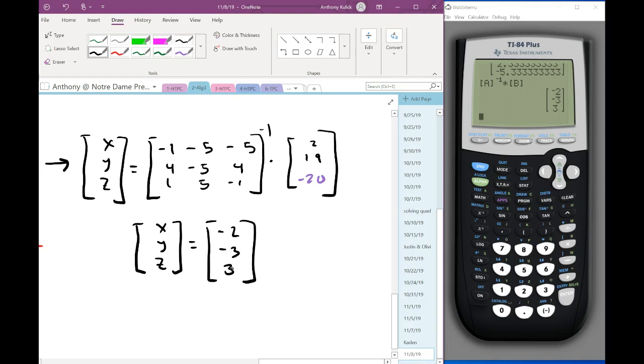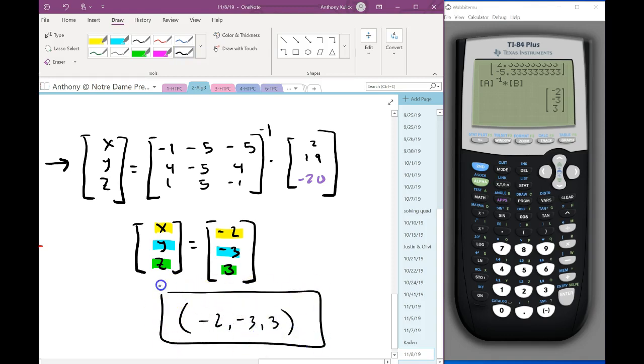So that gives me this. What is that going to tell me then? It tells me x is negative 2, y is negative 3, and z is positive 3. So my solution is exactly that.